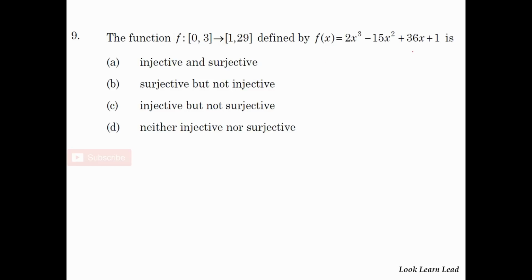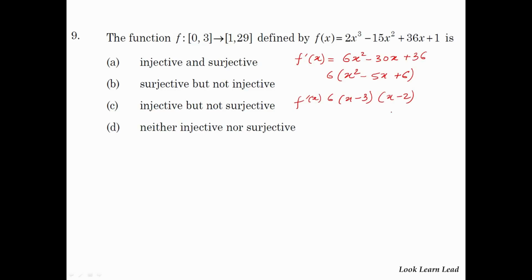For this we would write, let f(x) be this. I'll solve it over here only. We will be calculating f dash x. So f dash x should be 6x² minus 30x plus 36. This is our f dash x. We can further simplify it. I'll take 6 common. It would be x² minus 5x plus 6. Further simplifying, we have 6(x minus 3)(x minus 2). This is our f dash x. This is how we simplified it.